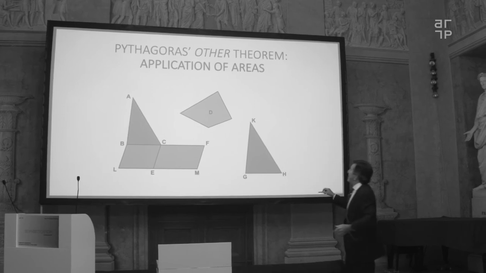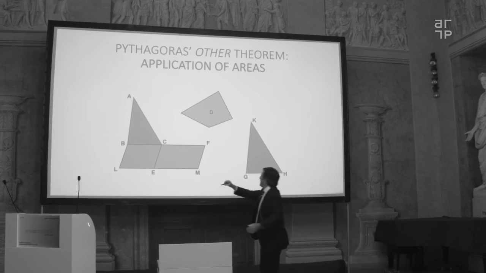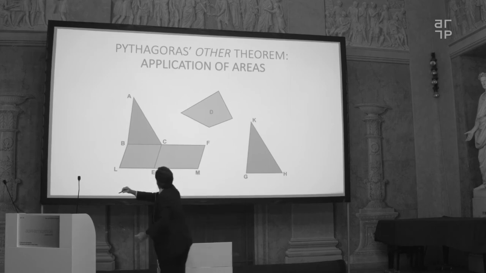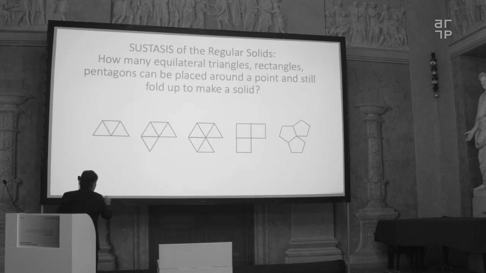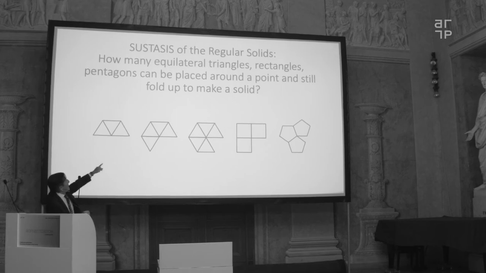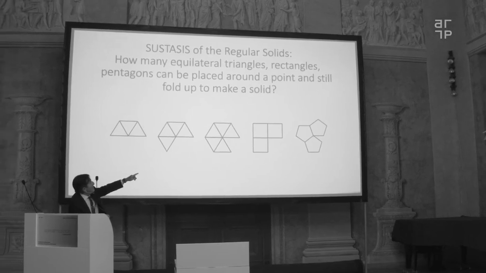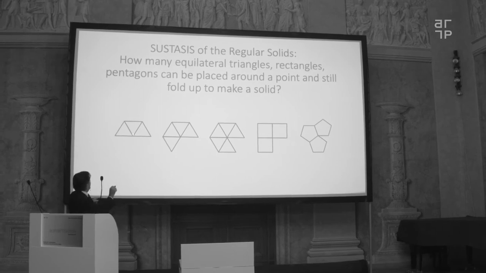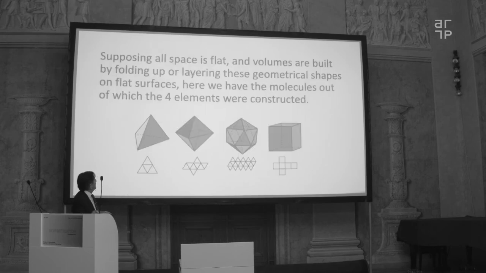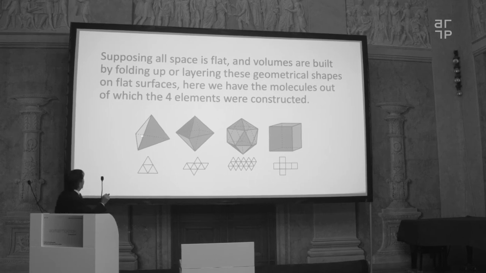And then the next step attributed to Pythagoras is the systasis of the regular solids. And that was, he wanted to see how many regular equilateral triangles, squares, and pentagons could be constructed around a single point and still fold up. These are the elements. And in Plato, we have then the construction of the regular solids. We have the tetrahedron, which was fire, the octahedron, folded up, which is air, the icosahedron, 20-sided figure, which is water, and the hexahedron, or the cube, which is earth.